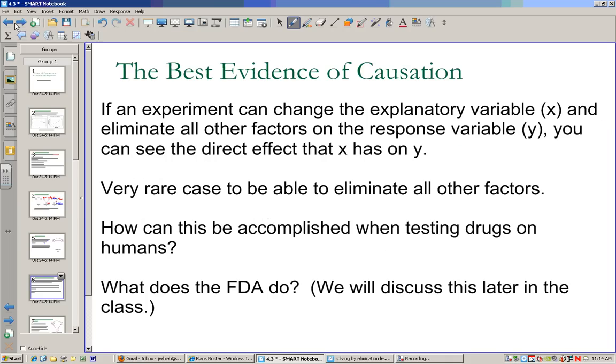The best evidence of causation, well, we need to do an experiment to control all of the different variables. And so I'll read this. If an experiment can change the explanatory variable and eliminate all other factors on the response variable, we can see the direct effect of x on y. But it's very hard to eliminate all of those other variables. A very good experiment can do that, though.